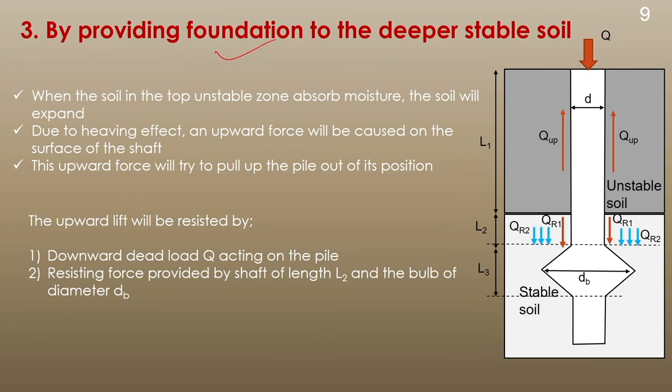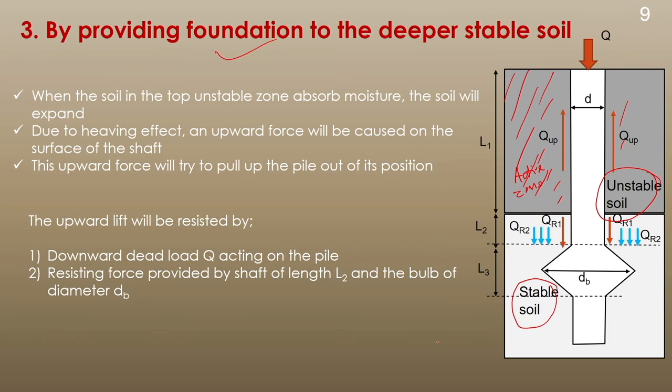deeper stable soil. Deeper stable soil means, as I told you, there are two zones. One is the active zone, the zone in which there will be a fluctuation in the water content with depth during wet and summer seasons. So there will be a problem due to expansive soil behavior only in this zone. That's why this is known as the unstable zone. Below that active zone, there will be the stable zone. The soil in this zone will mostly be stable. It will not expand or shrink due to wetting or drying of the soil.